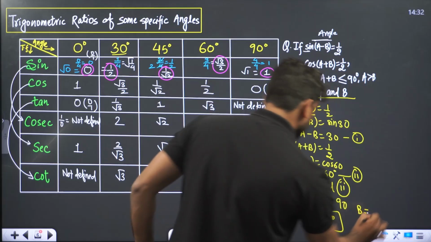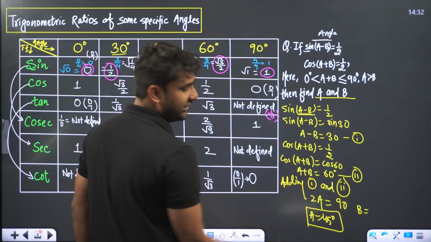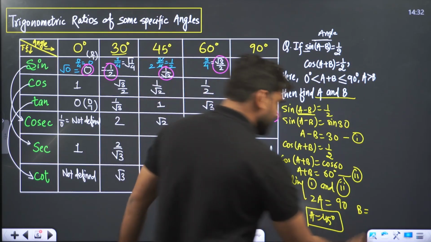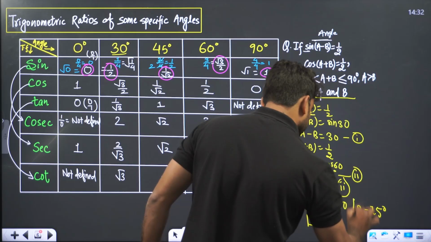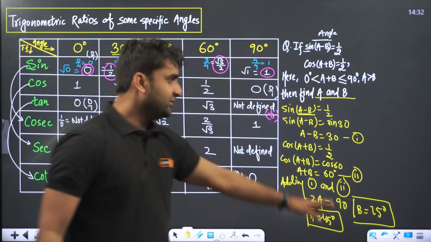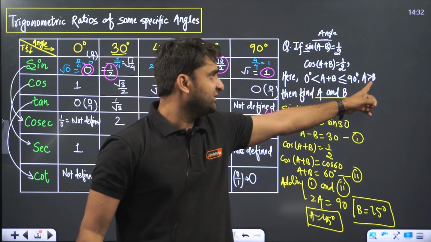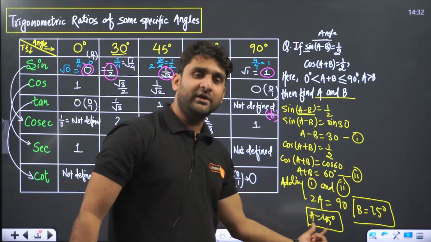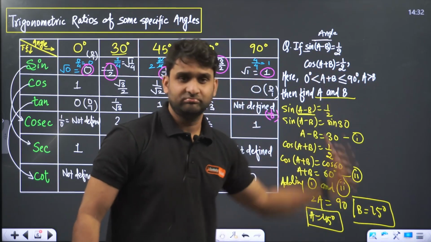B will be, can you see? A plus B is 60 degree. So if A is 45, B will be 15 degree. This is the answer, and it is also fulfilling the condition A is greater than B. This is clear. A is 45 and B is 15.